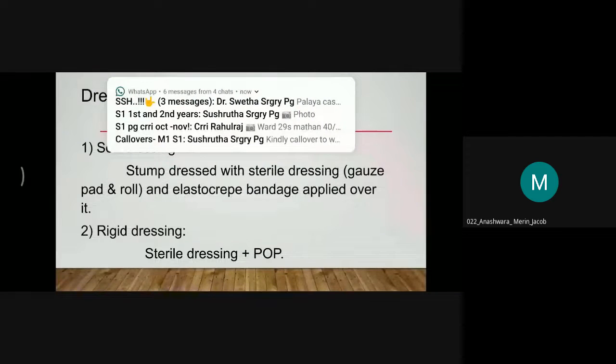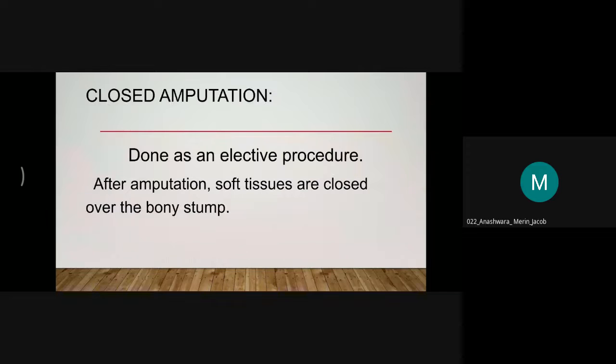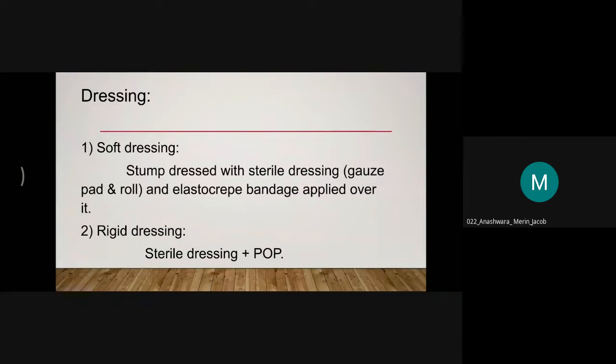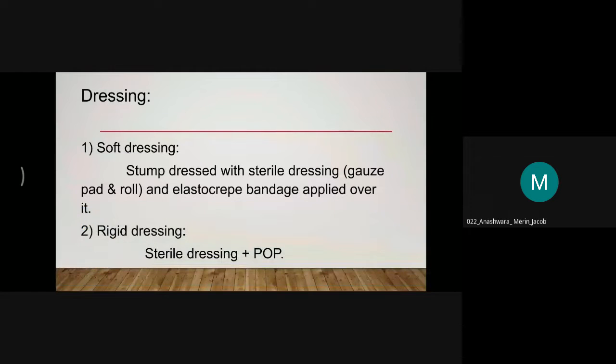What we aim for is this: if we are doing a below knee amputation, there will be flexors and extensors in the thigh. After a BK amputation, the flexors will overact, leading to flexion contracture and flexion deformity of that limb. To counteract that, we put a POP, plaster of Paris, with the knee kept in a completely extended position.